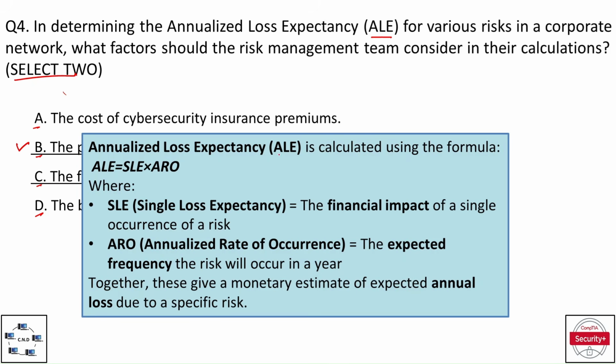So annualized loss expectancy, that is ALE, is calculated using the formula: ALE is equal to SLE, that is single loss expectancy, multiplied by ARO, that is annualized rate of occurrence, where SLE is equal to the financial impact of a single occurrence of a risk, and ARO is equal to the expected frequency the risk will occur in a year. So together these give a monetary estimate of expected annual loss due to a specific risk.